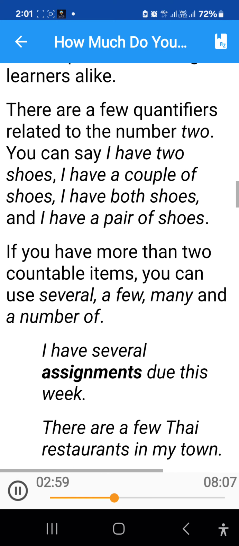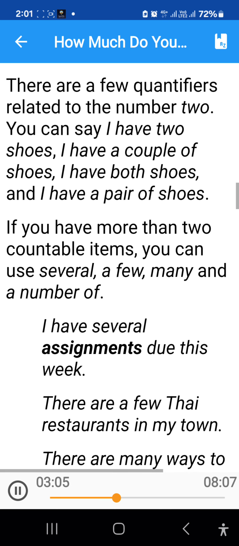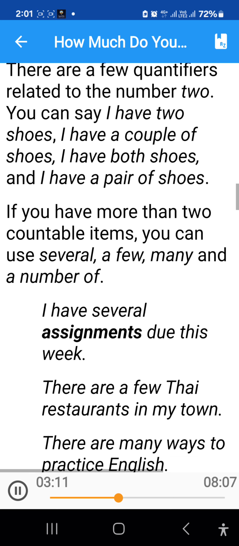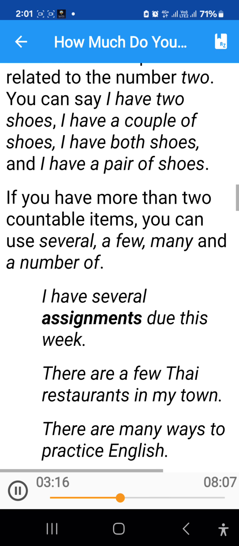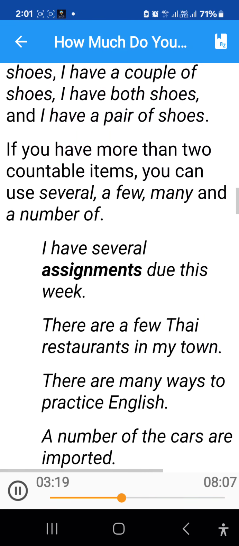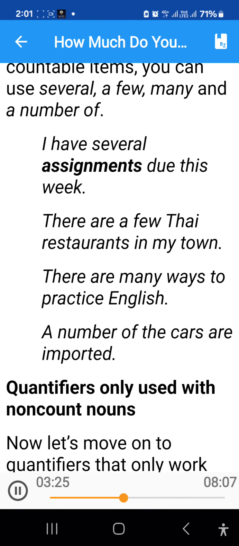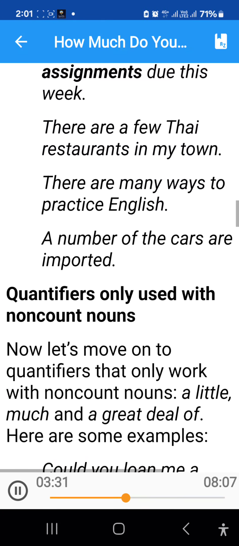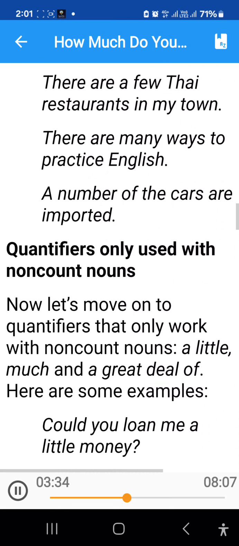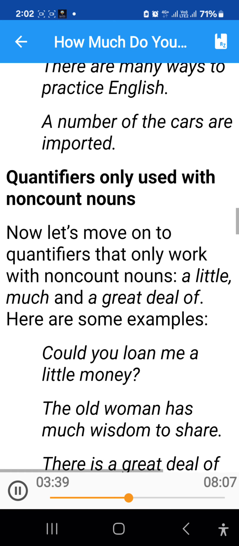There are a few quantifiers related to the number 2. You can say, I have 2 shoes, I have a couple of shoes, I have both shoes, and I have a pair of shoes. If you have more than 2 countable items, you can use several, a few, many, and a number of. I have several assignments due this week. There are a few Thai restaurants in my town. There are many ways to practice English. A number of the cars are imported.